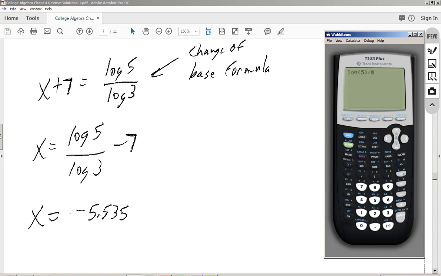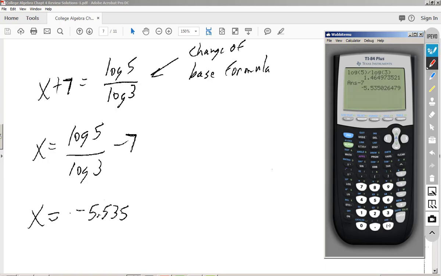And we're going to divide that by log 3. And then once we get that answer, we're going to go ahead and subtract 7 from it. And that comes out to be negative 5.535. And that would be your answer.